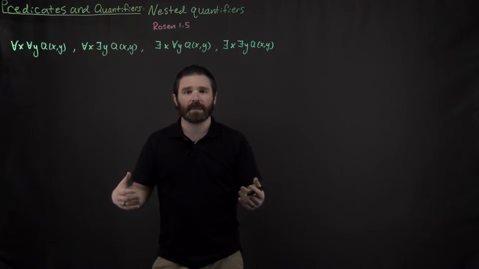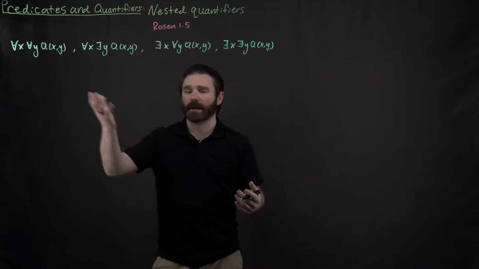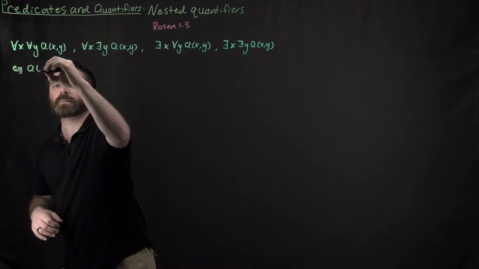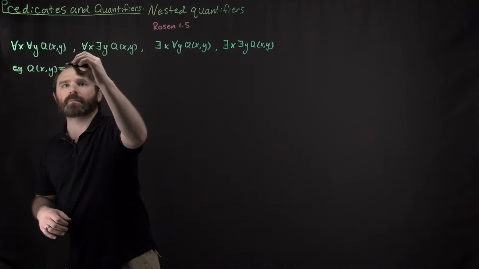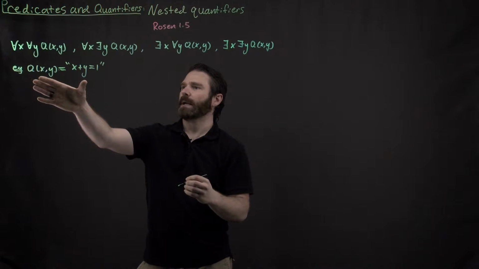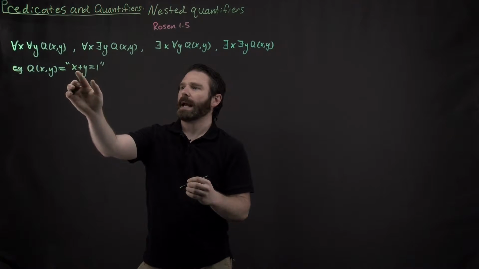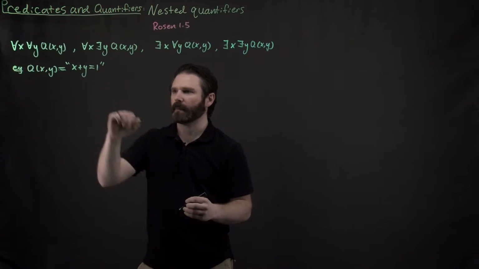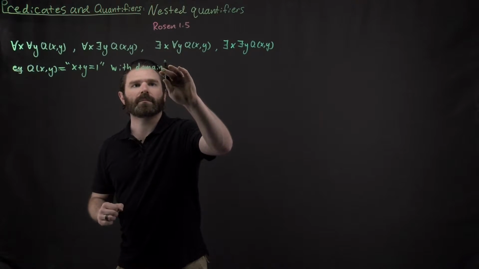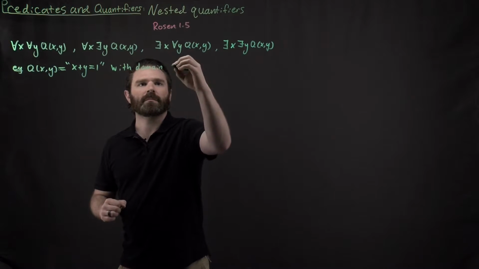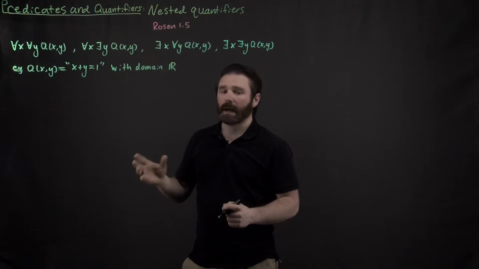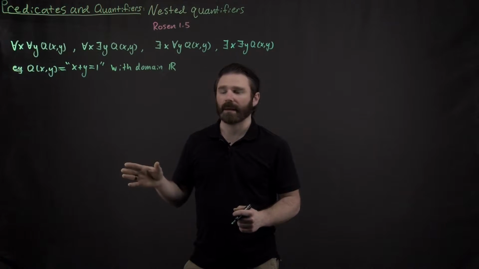And it's easiest to be able to look at a concrete example to be able to understand these things. So let's go ahead and from here on out consider q of x and y to be my proposition x plus y equals 1 right here. So that's my propositional function right here, with domain all real numbers. So let's go ahead and go one by one and see whether or not these statements are true.